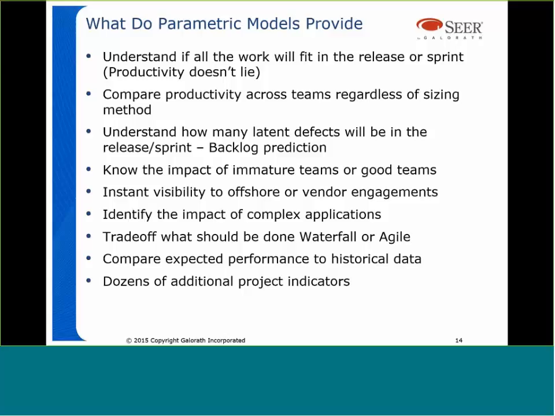It's nice to know what the impact of having an immature team assigned to something is, as opposed to a good team. It allows you to understand where you might need to move some better resources around, maybe make sure a Scrum Master pays a little more attention to this one team. Same way with visibility to offshore teams and vendor engagements. Within a parametric model, you can quickly identify what the impact of the increased lines of communication are going to be, especially as those lines of communication are even more removed from you, either geographically or organizationally.